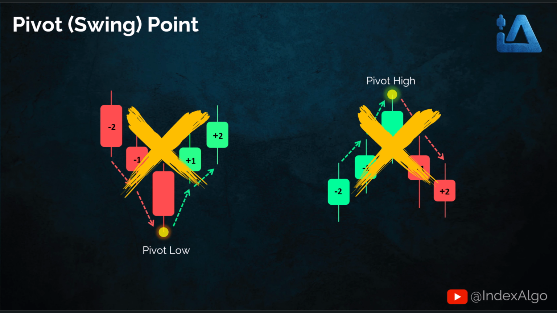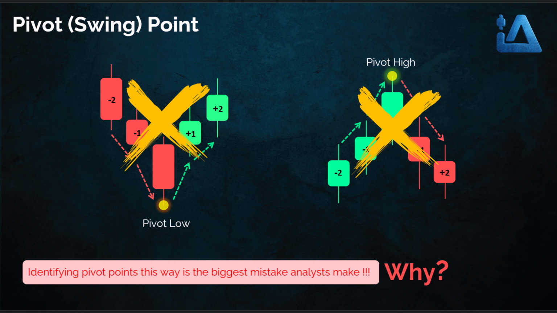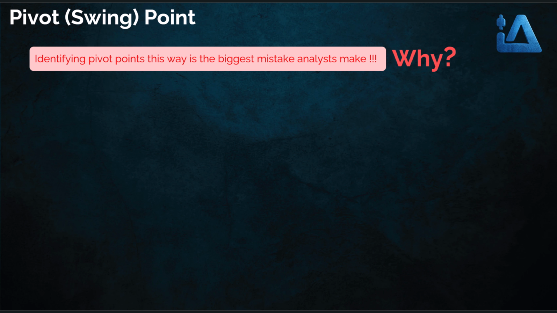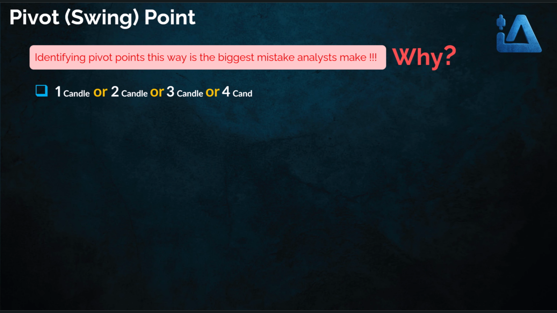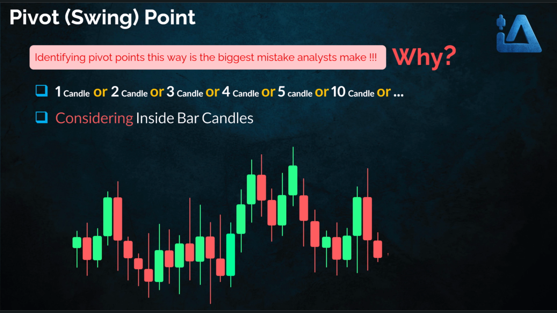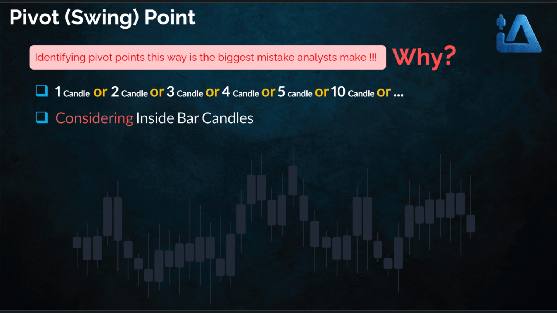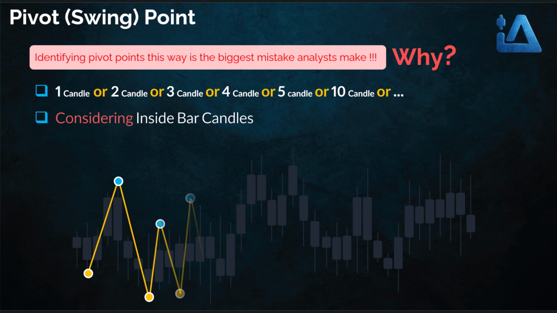But both of these views are flawed from the start and are completely wrong. Why? Because when we use a fixed number to identify a pivot point like 1, 2, 3, 5, or 10 candles before and after, we're introducing a completely arbitrary criterion into the analysis. And the result is that different traders end up seeing different market structures.